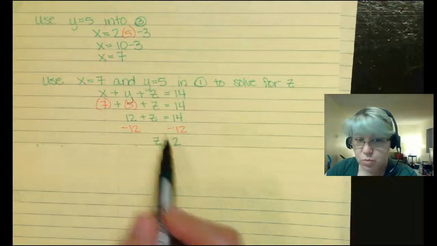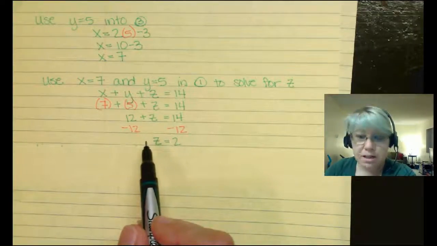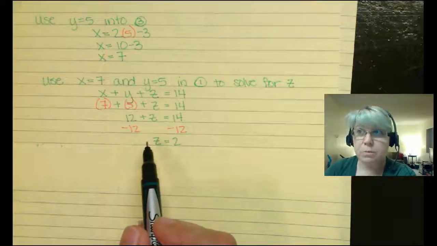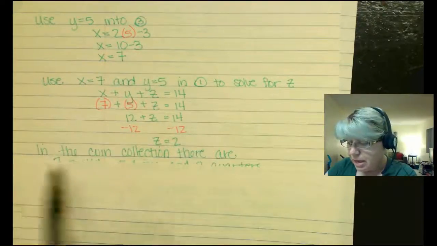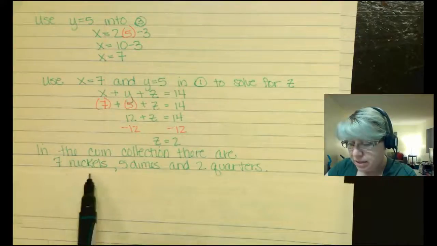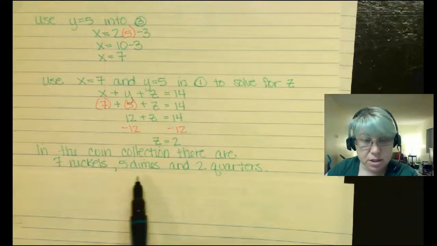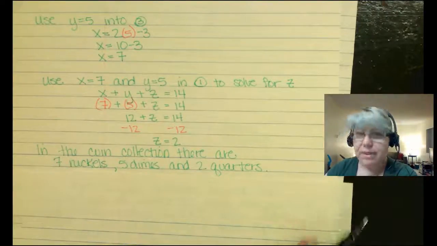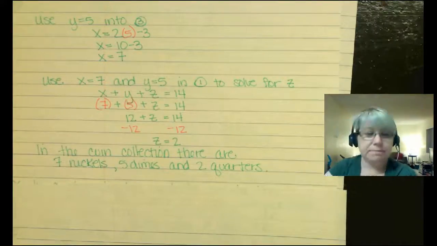We don't want to just reference letters here. These are application problems. We want to answer the problem that was asked. In the coin collection, there are 7 nickels, 5 dimes, 2 quarters. That's what's in the system, or in the collection.